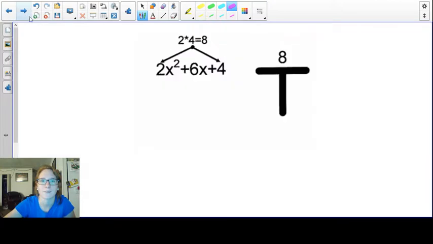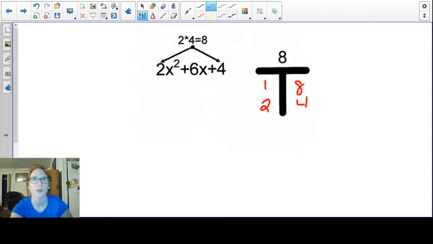Let's try it together. So first steps first, we're multiplying together. 2 times 4 is 8. 8 goes on top. Let me change from that to the pen. So let's think. What multiplies to 8 but adds to 6? We have 1 and 8. No. 2 and 4. Yeah. 2 plus 4 gives me 6. 2 times 4 gives me 8.